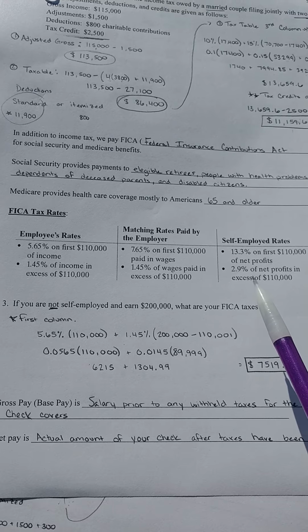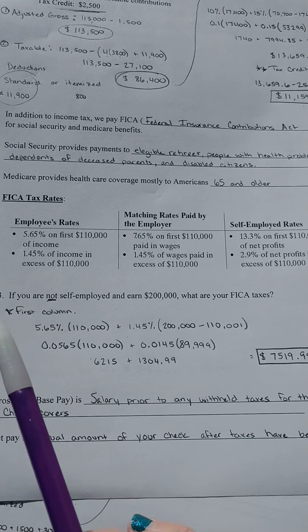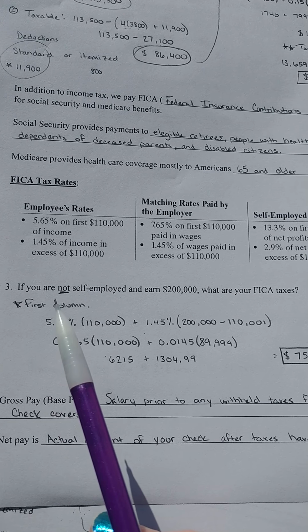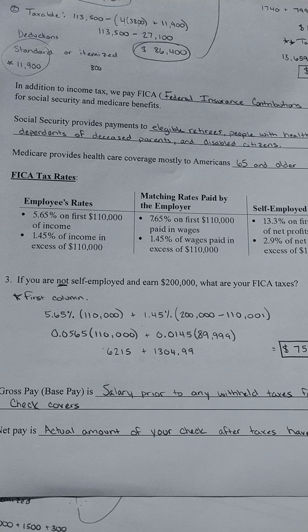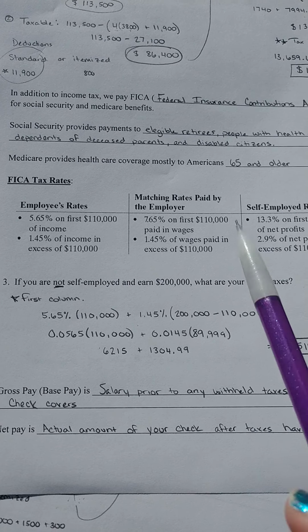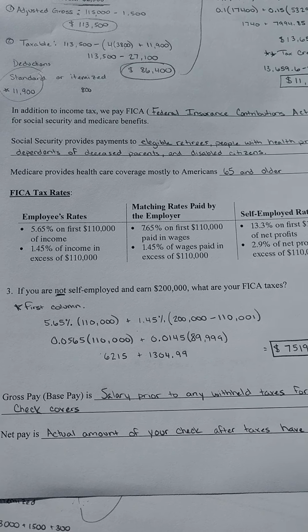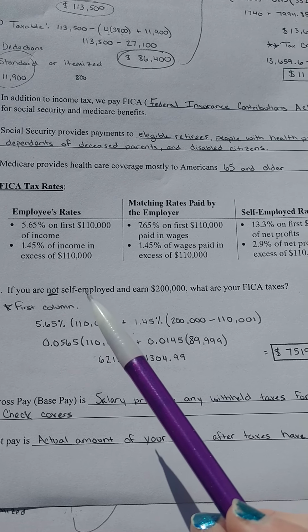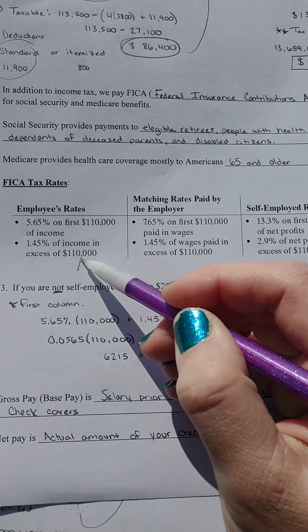These problems in your homework are worded kind of wonky. Like, oh hey, we have two number 3s. If you are not self-employed and earn $200,000, what are your FICA taxes? Well, if you look, there are no columns for not self-employed. So you kind of have to read between the lines and understand that that means your employees' rates. So this is the column you're going to use.